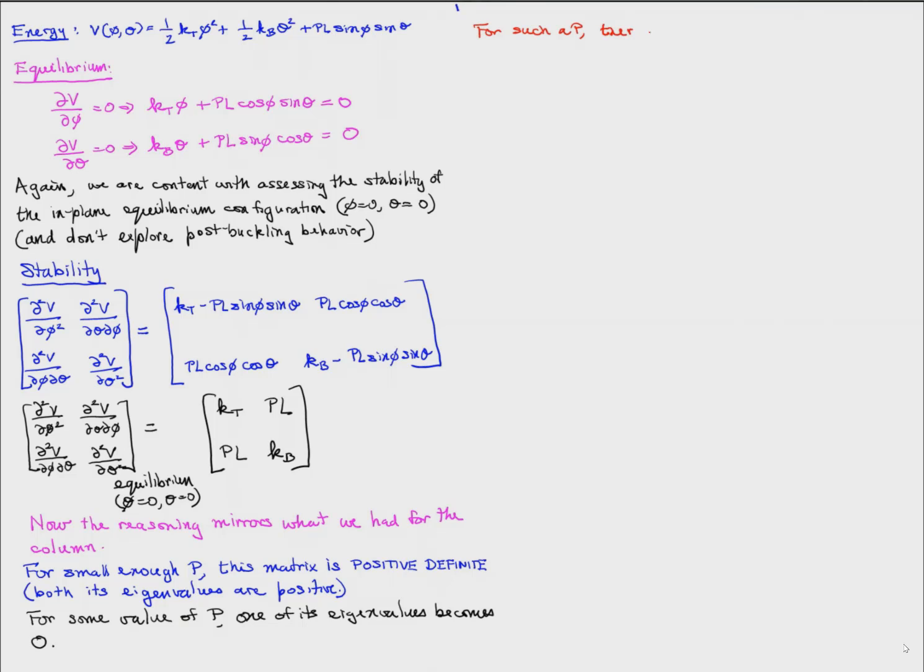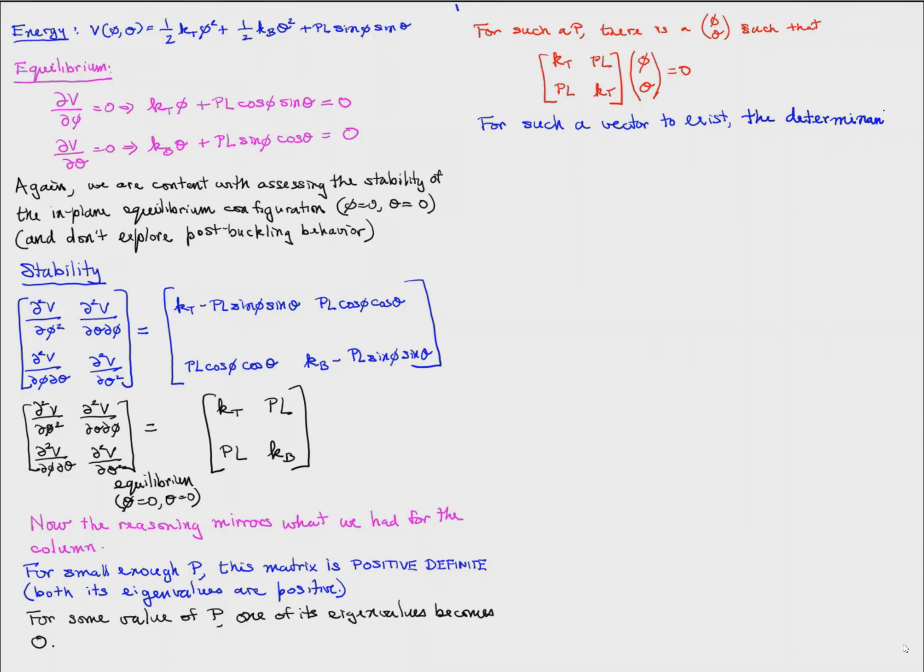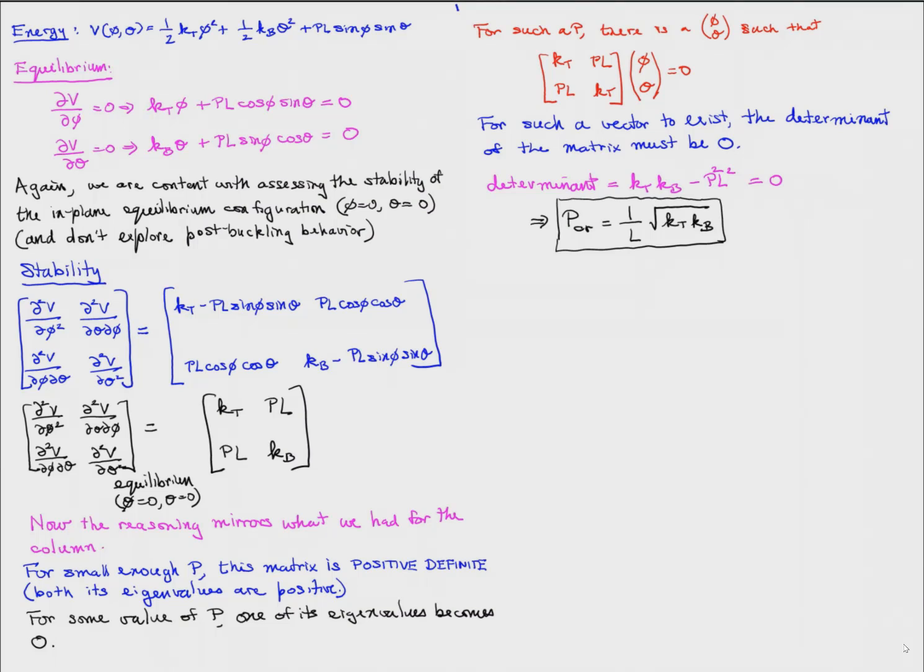And when this happens, for such a p, there is a vector phi theta such that the matrix KT, PL, PL, KB times phi theta equals 0. That means that matrix has a 0 eigenvalue. Another way of thinking about it is this matrix has a non-zero solution for 0 right-hand side. And we know from linear algebra that for this to be the case, the determinant of this matrix must be 0. So the determinant is KTKB minus P squared L squared. Solving, we get the critical buckling load is 1 over L times the square root of KT times KB.